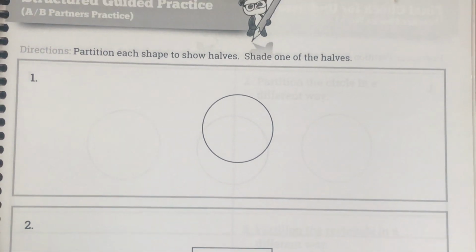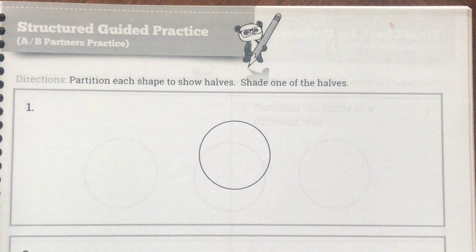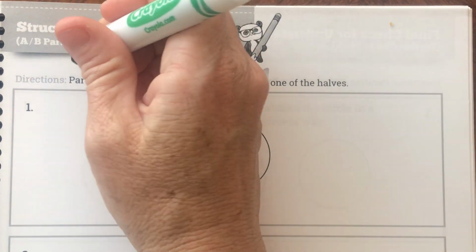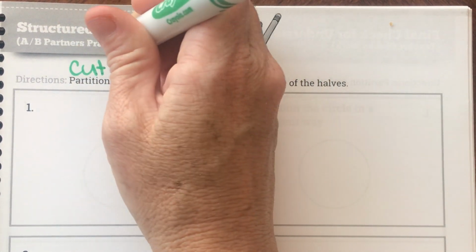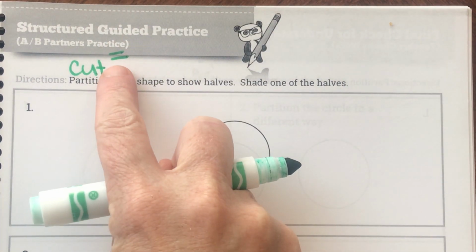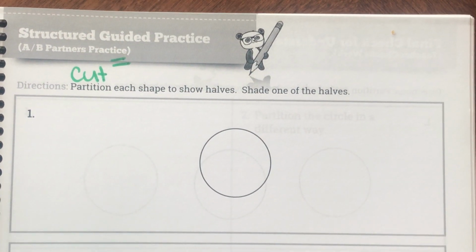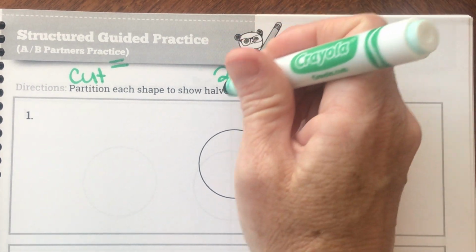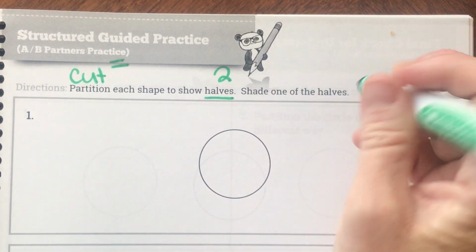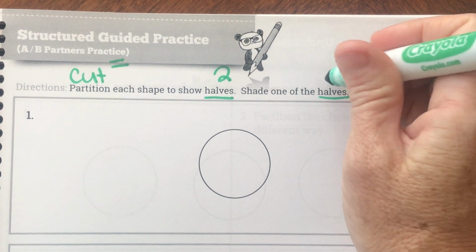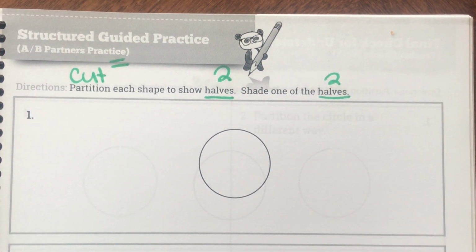So in your book, you're going to turn to page 136, and we are going to work on these together. Okay, so partition each shape to show halves and shade in one of the halves. Okay, so partition, remember, means cut. And I might do an equal sign. You guys know what the equal sign means. Cut equal, just to remind me. And halves means 2. And then shade in one of the halves means shade in one of the 2 shares.